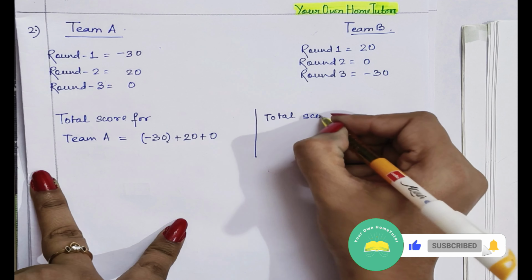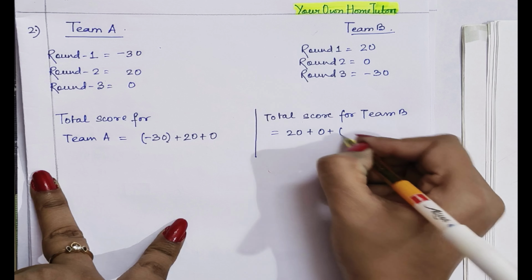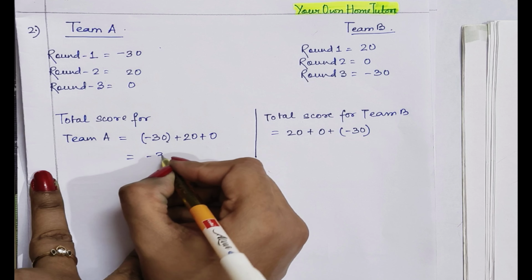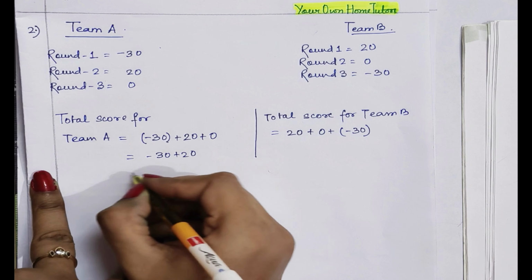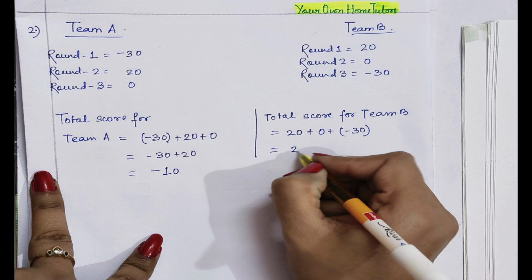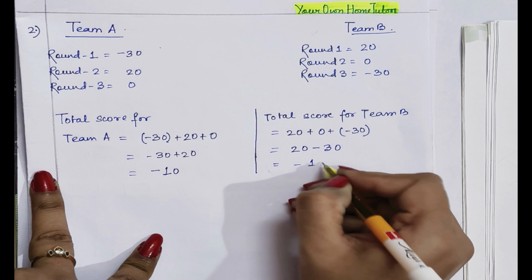We will be taking the sum 20, 0 and minus 30. So now here if you see, minus 30 plus 20. This will give me minus 10. Again, here is 20 minus 30. This will again give me minus 10.